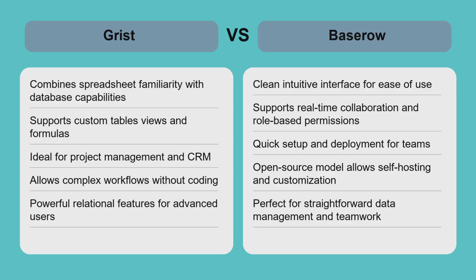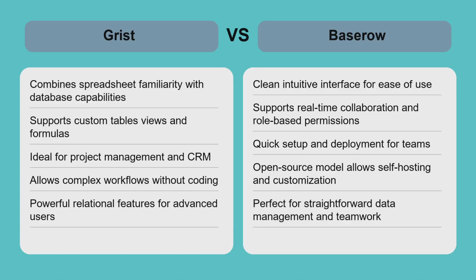Baserow focuses on ease of use and collaboration, perfect for teams wanting to spin up databases quickly and share access with minimal setup. Its open-source model adds customization options but lacks some advanced database functions. For example, a small marketing team might prefer Baserow for its collaborative simplicity, while a product manager handling multi-table data and automation may lean toward Grist.